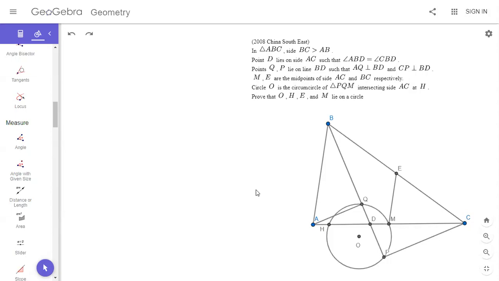I don't know why I'm having so much trouble with these ratios. It felt like it should just be a ratio bash. So ABQ is similar to ACP, right? And AQD is similar to CDP.